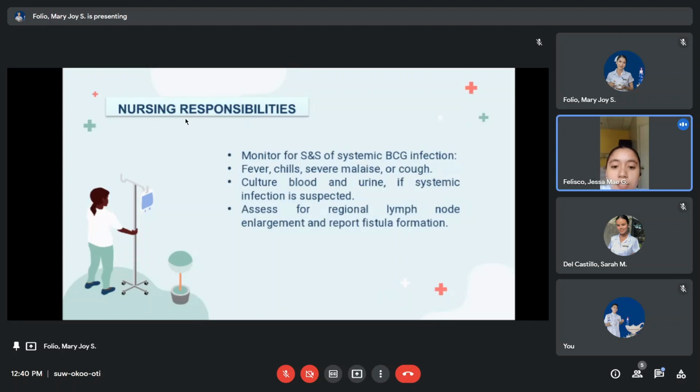For the nursing responsibilities, you need to monitor for signs of systemic BCG infections: fever, chills, severe malaise or cough. Culture blood and urine. So if systemic infection is suspected, assess for regional lymph node enlargement and report fistula formation. Next slide.